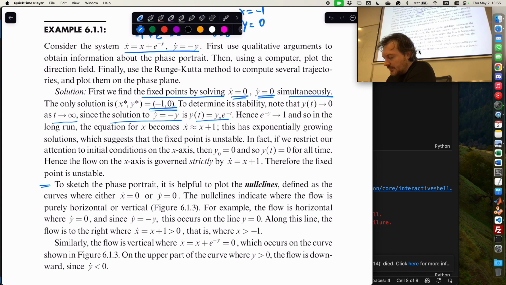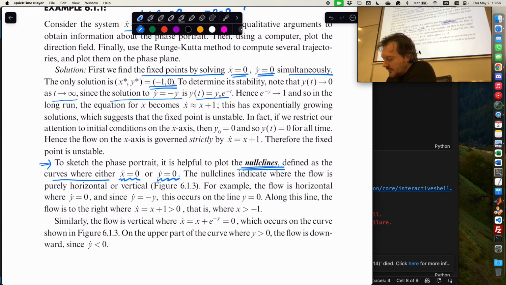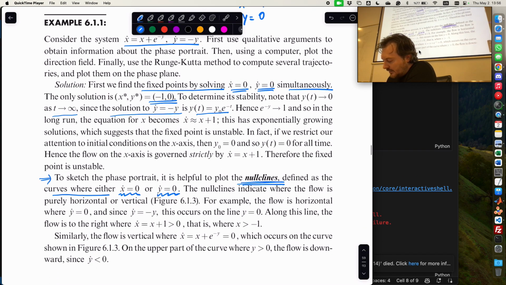This is more important. To sketch the phase portrait, it's helpful to plot the null lines. Okay, what are they? They are just lines defined as the curves where either x dot equals 0 or y dot equals 0. Are you following? Yeah. So what is x dot? Let me just rewrite our equations.